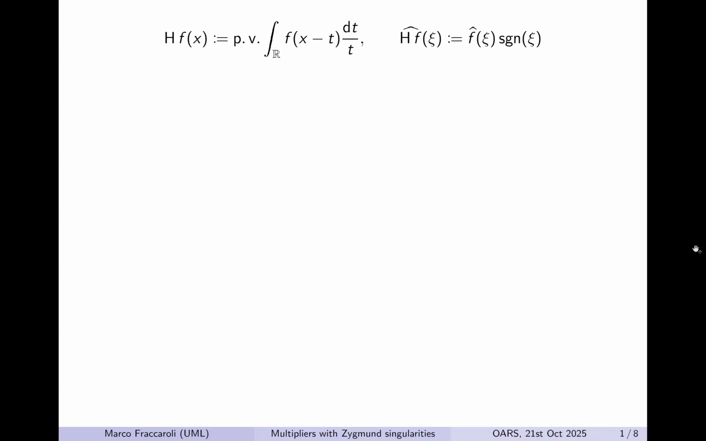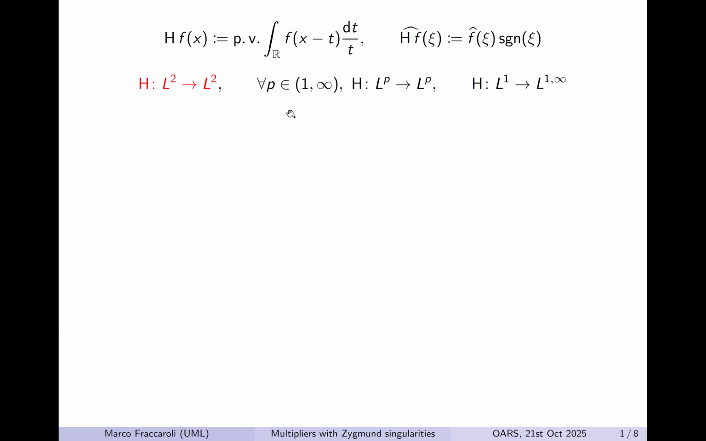Okay, so the starting point is the most classical object, the Hilbert transform, which I've written here both in its form as a convolution operator with the Hilbert kernel and also in its multiplier definition. So defined by the multiplication by the sign function on the Fourier side. Okay. And in this second form, it's particularly easy to see that the Hilbert transform is a bounded operator from L2 to L2 because the sign function is bounded.